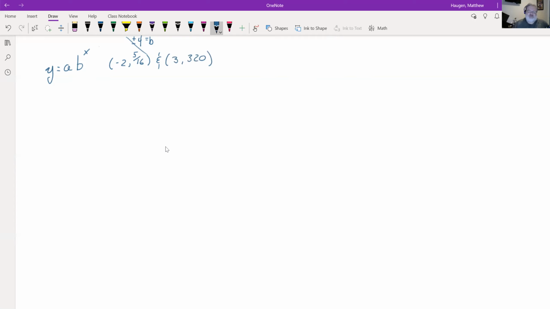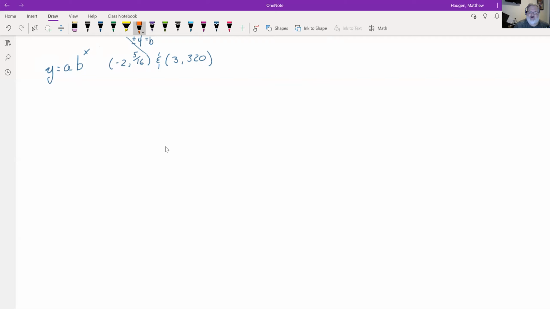Not too bad. That 5/16 is just a little bit irritating, probably. So we have -2, 5/16 and 3, 320. What we do know is that there's some ratio between 5/16 and 320 such that if we have it grow 5 times, from -2 to 3, it's going to go from the 5/16 to the 320. But coming up with what that ratio is can frankly be a little tough. There is a fairly nice way to find it.